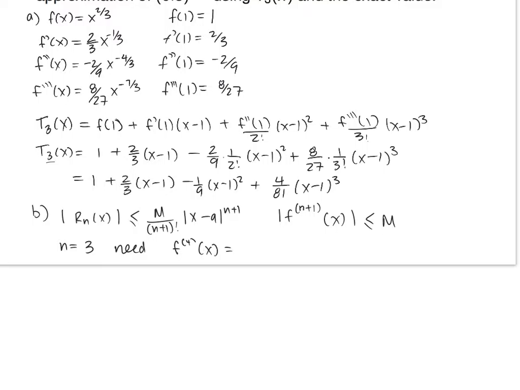Just keep going from our third derivative. We have negative 56 over 81, right? That seems like it should be able to simplify. To the negative 10/3. I didn't simplify it, so let's just leave it as negative 56 over 81 x to the negative 10/3, just like that.